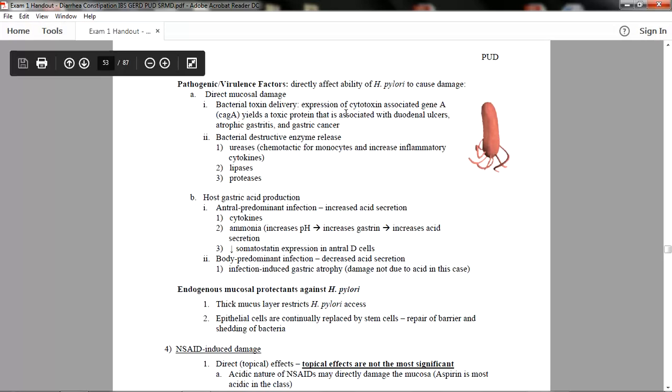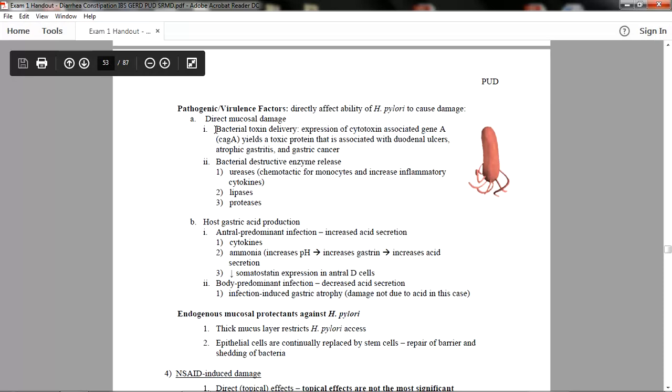So what makes H. pylori really damaging? It causes direct damage to the mucosal membrane of those cells in the stomach. It has a toxin called cytotoxin-associated gene A. Well, that's the gene, but when the gene is expressed, it makes a protein called CagA that's associated with duodenal ulcers, atrophic gastritis, and gastric cancer. Again, H. pylori is one of the most common causes of gastric cancer from a pathogen. Okay, not gastric cancer overall, but gastric cancer from an organism or pathogen. H. pylori is a very common cause of that.